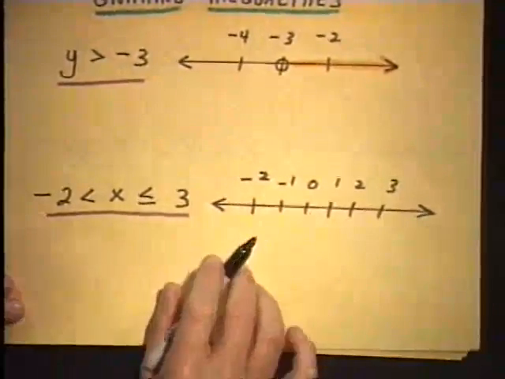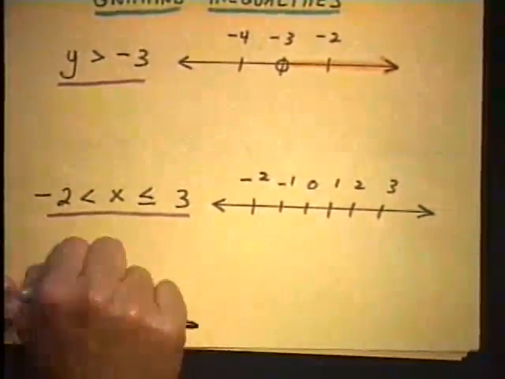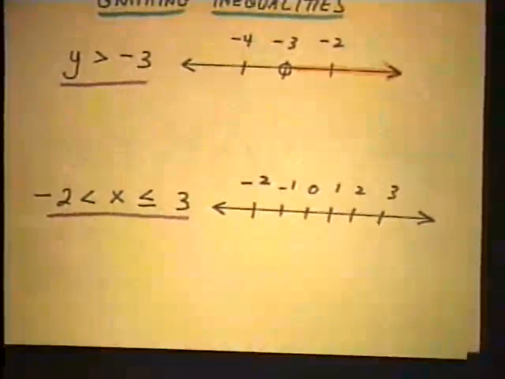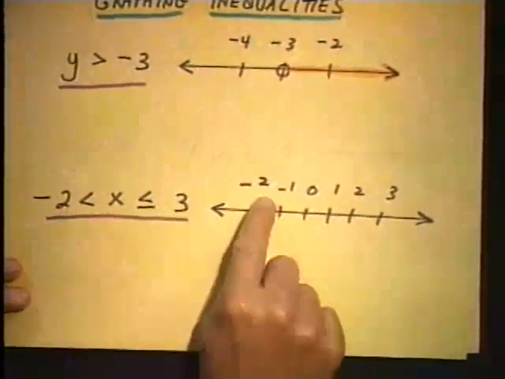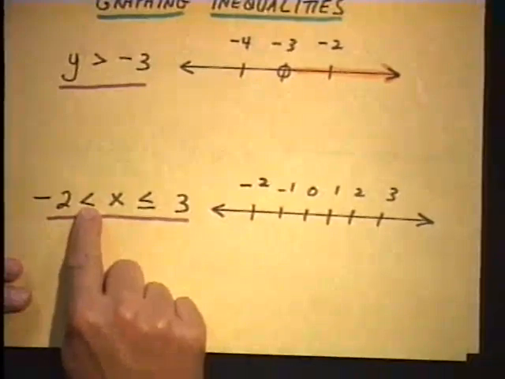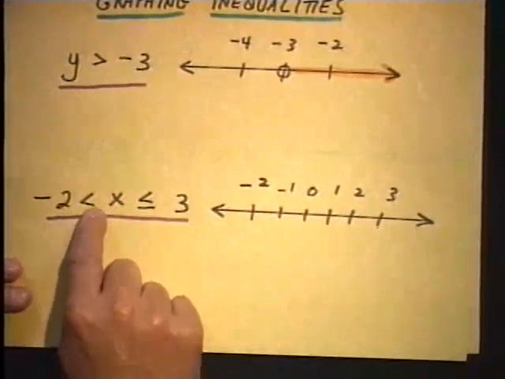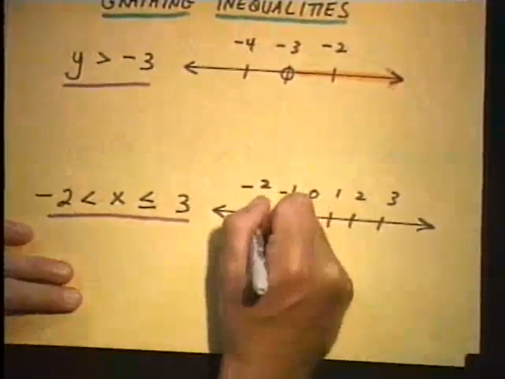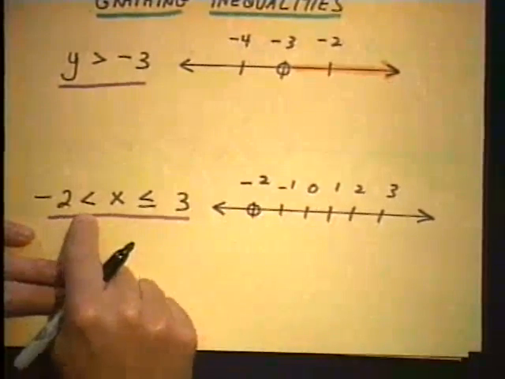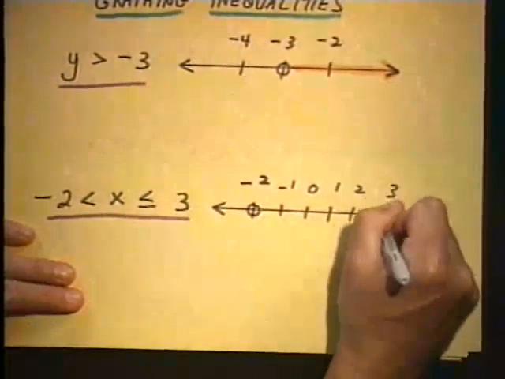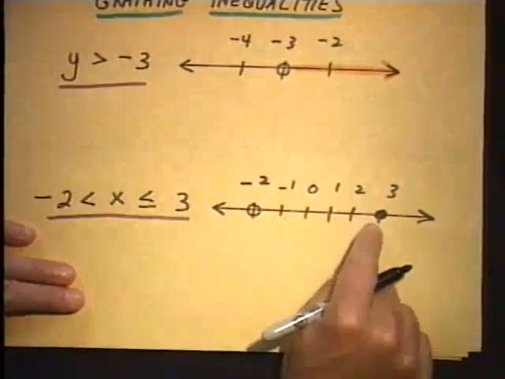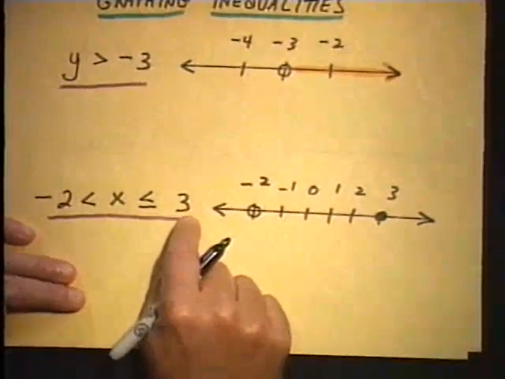All right, and notice the symbols here. I want to make sure I hammer this point across. Is -2 going to be part of this graph? Not with this symbol. The -2 has an open circle, which does not include -2. On the 3, a closed circle, which does include it, less than or equal to 3.